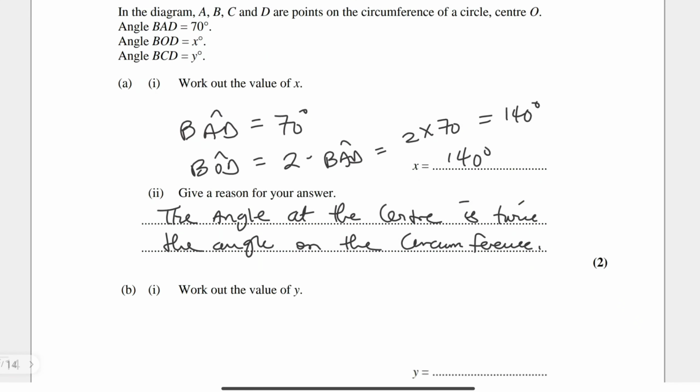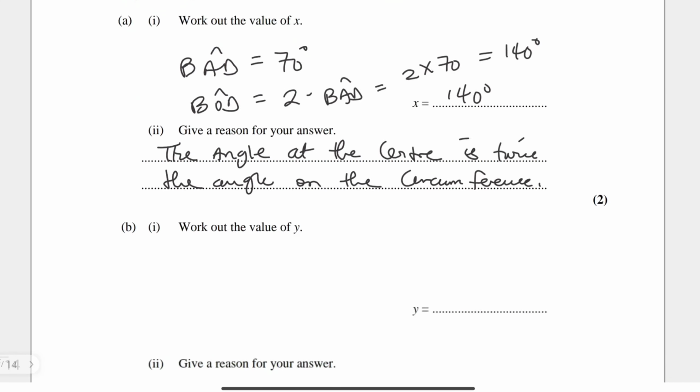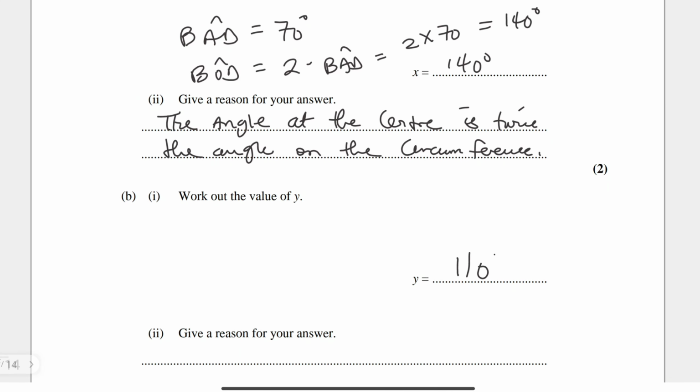Hence, find the value of y. So for us to find y, since we know that this is 140 degrees, the reflex of that is going to be 360 minus 140, which is 220 degrees. And that implies that y is going to be half of that. So that means y is 110 degrees.